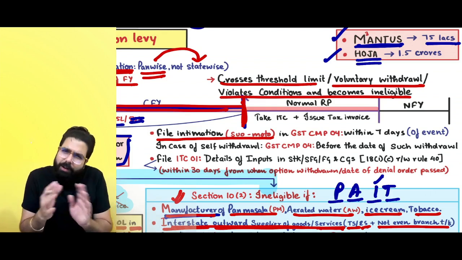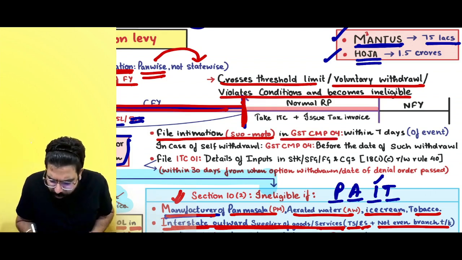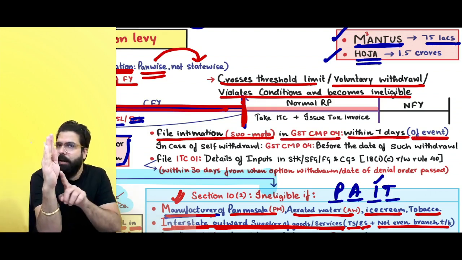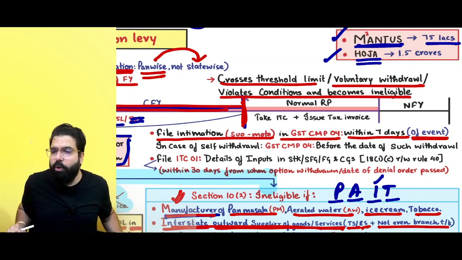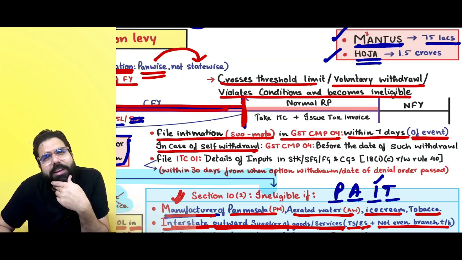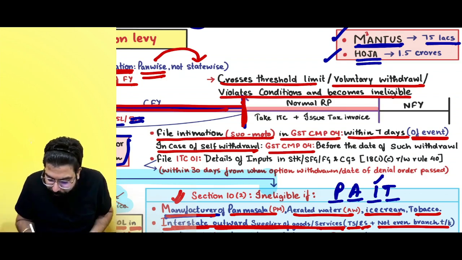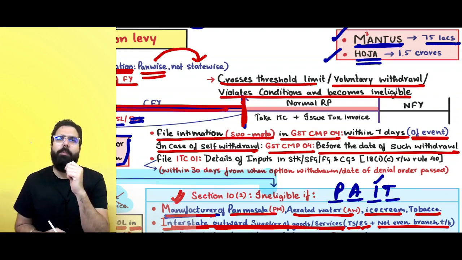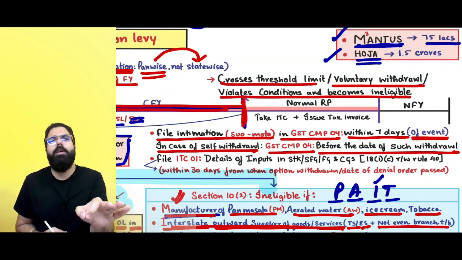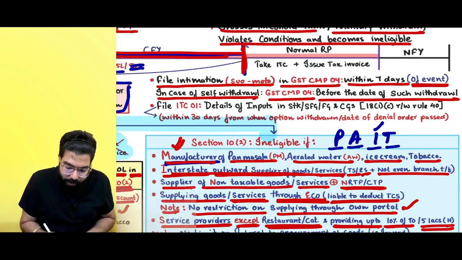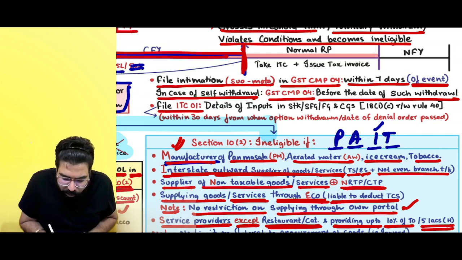Always remember, whenever it is withdrawal, you have to file an intimation, which is CMP 04, within 7 days of the event. Always remember, sir, today I violated the condition, within 7 days I have to file CMP 04. But, sir, in case of self-withdrawal, if I want to withdraw myself, then CMP 04 before the date of such withdrawal, meaning when you already know that you want to withdraw from composition, then CMP 04 is to be filed before the date of such withdrawal. Okay, sir.